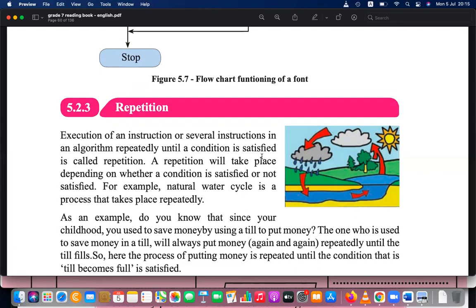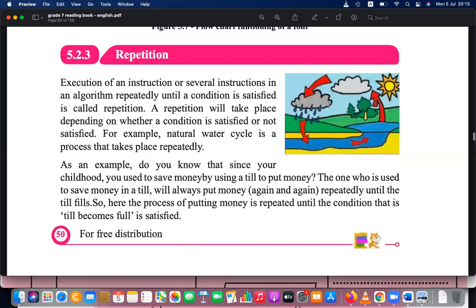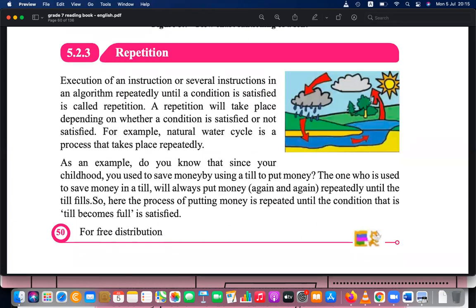In repetition, a very good example is the water cycle. I think you have learned the water cycle in your science book. Have you? Yes, sir. We learned it in grade 6. Yes, okay.